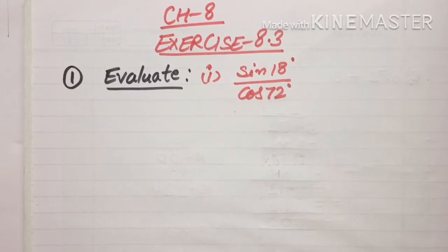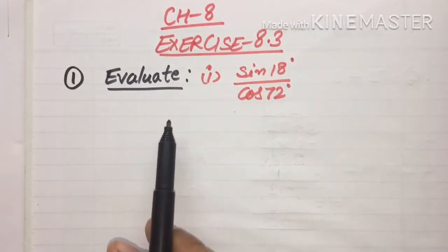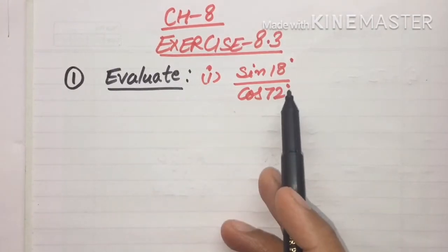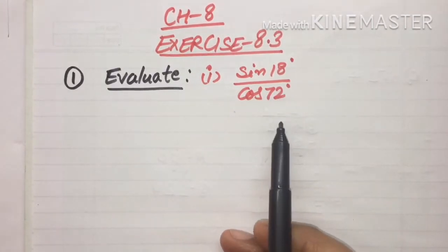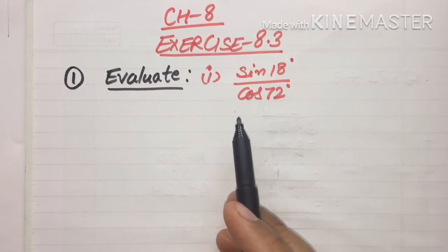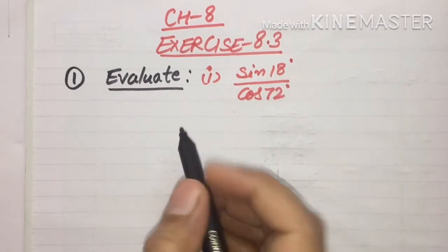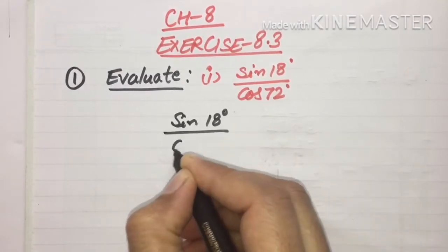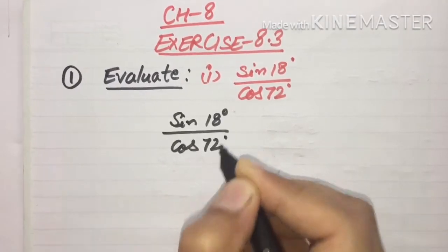Hello students, today we are solving exercise 8.3, chapter 8, Introduction to Trigonometry of class 10. The first question is: evaluate. Four parts are given. The first part is sin 18 degree upon cos 72 degree. So we have to find the value of that. So, sin 18 degree upon cos 72 degree.